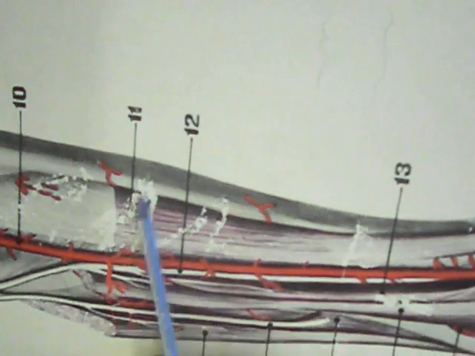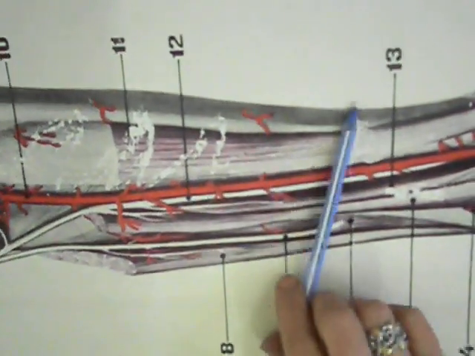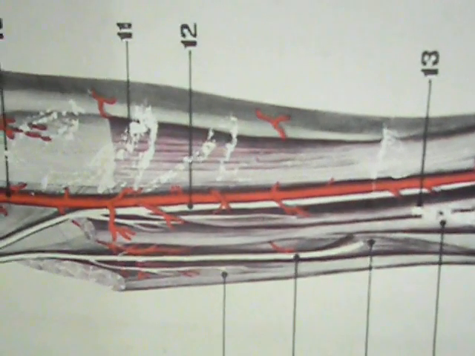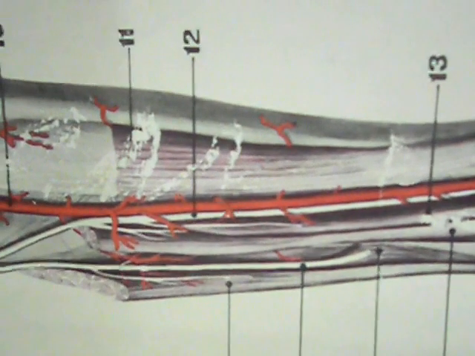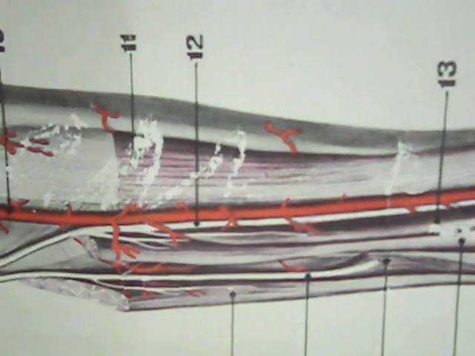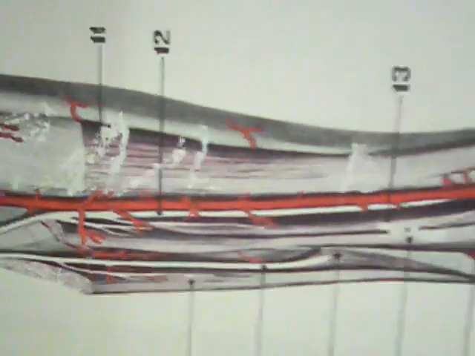That's all. Deep peroneal nerve innervates muscles of the anterior group of the leg. Next it goes to the dorsal surface of the foot. Here it innervates extensor digitorum brevis muscle, skin of the lateral side of the first toe, and skin of the medial side of the second toe. That's all. Next, common peroneal nerve.